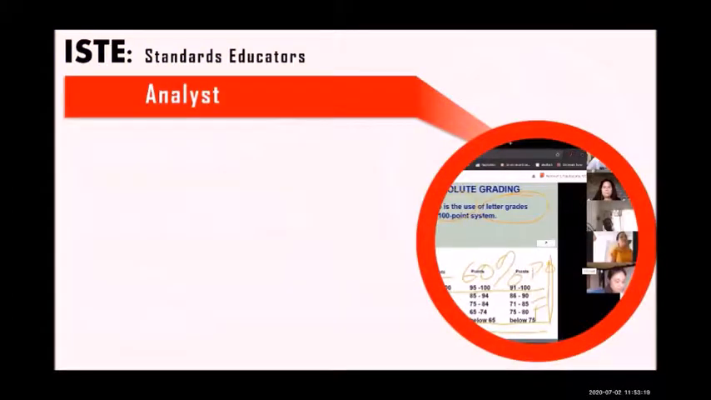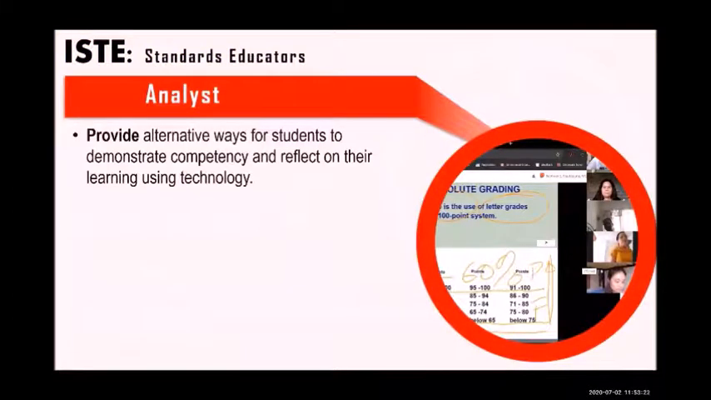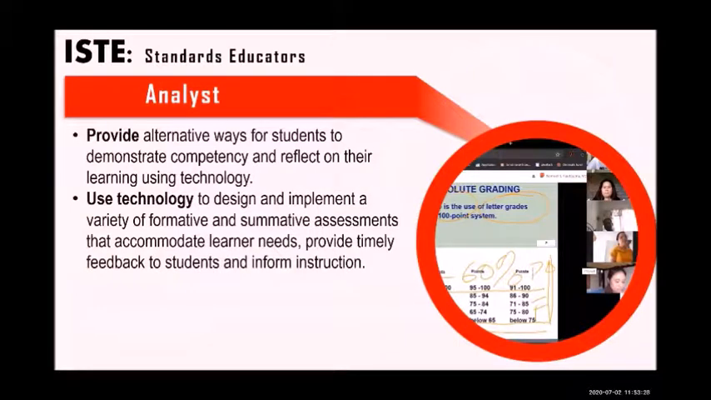And the last, we have our role as analyst. We need to provide and design a variety of summative approaches. So we need to talk to our students. Now the debate is, well, how do we grade our students? Is it a pass-fail issue? What is it?